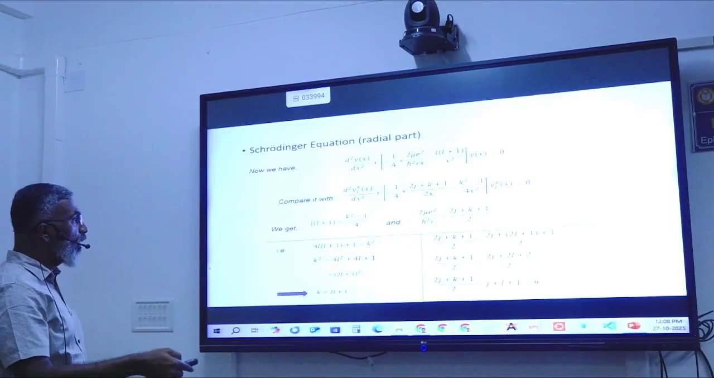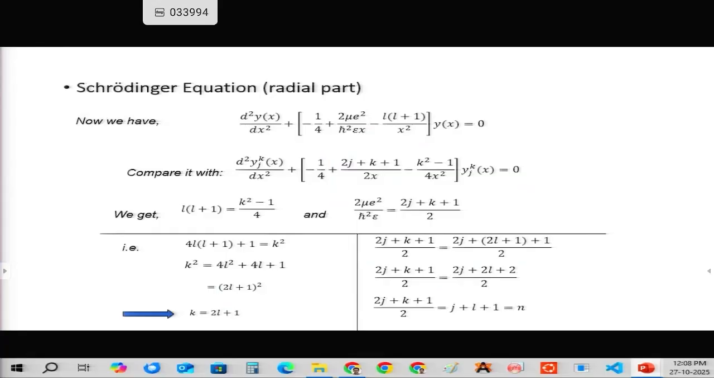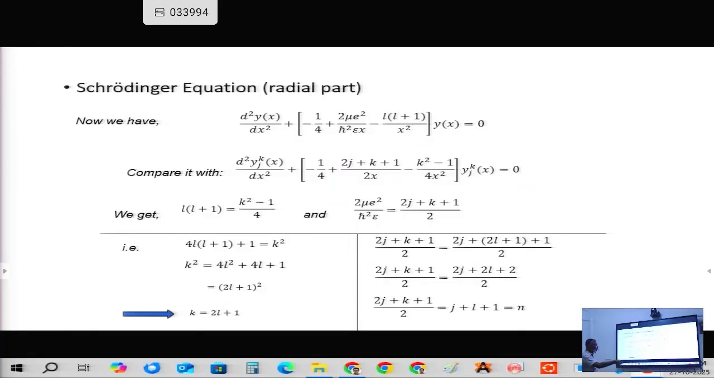Okay. On the other hand, in 2j plus k plus 1 by 2, instead of k, I can eliminate k by using this value, 2L plus 1. So I can do that, and then what you get is 2j plus 2L plus 2 by 2, which is nothing but j plus L plus 1, and which is equal to n, the principal quantum number. Here, I'm not proving how that comes about, but it basically comes out. Okay, it's a number which you already have, which is n.